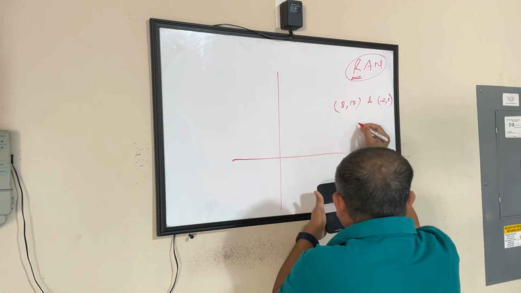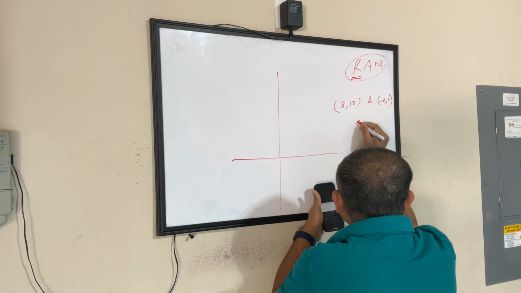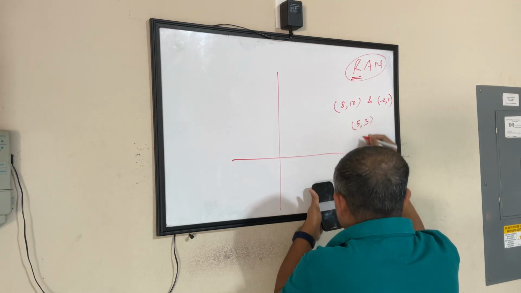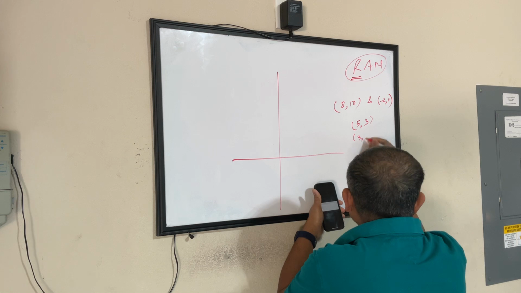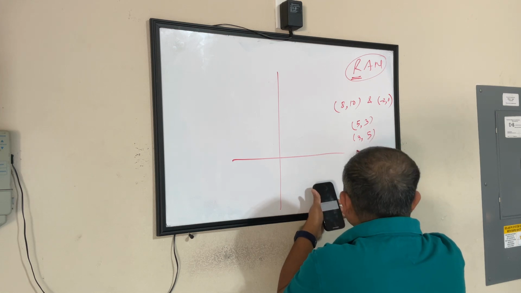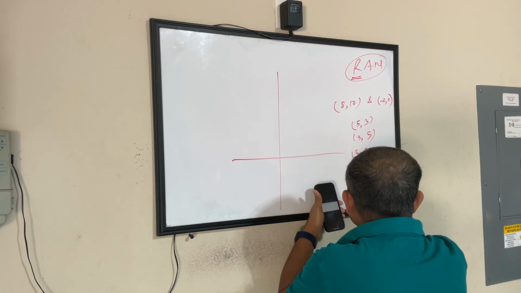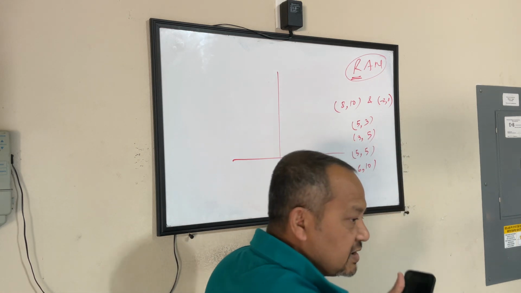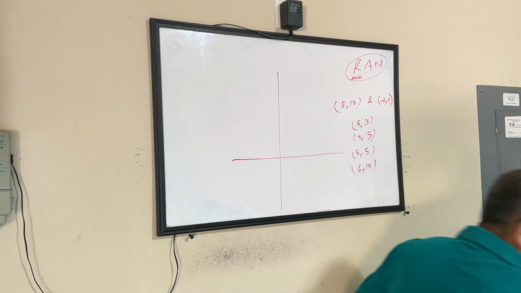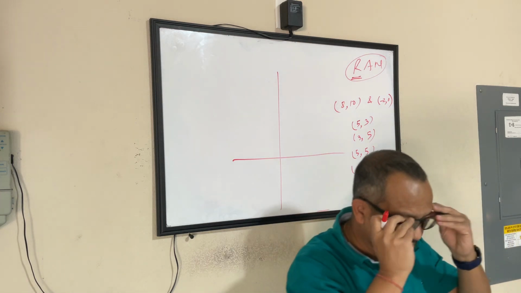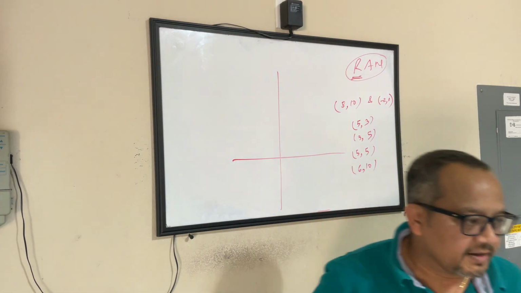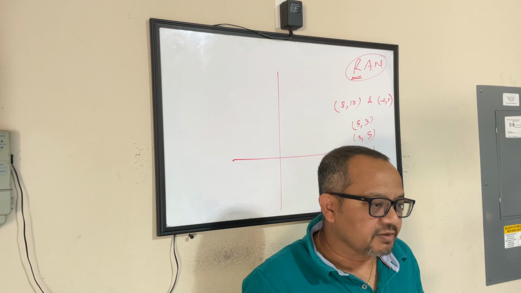And these are the options we are given. One is 5, 3, 3, 5, 5, 5, 6, 10. Now you guys have heard this question so many times. I've read it enough to get you bored and tired. And by reading it so many times, I also kind of memorized it.